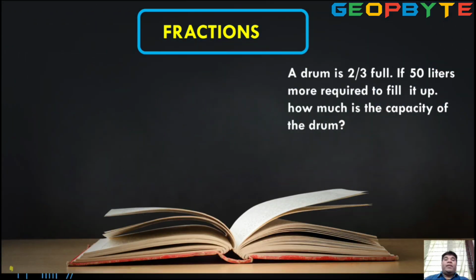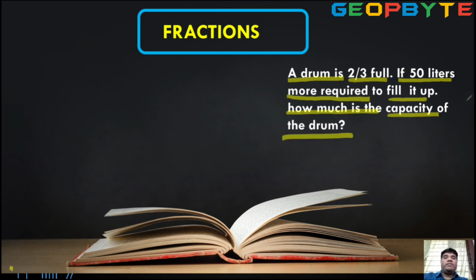Okay, children. My dear children, now we are coming to examples. These complete examples belong to the last 3 years' previous questions. Okay. Observe the questions. First question. Read the question. A drum is 2 by 3 full. If 50 liters more are required to fill it up, how much is the capacity of the drum?